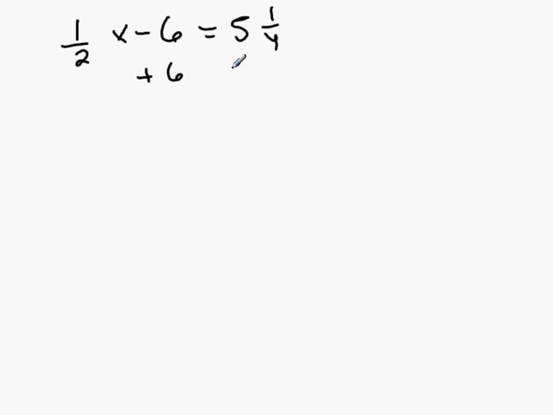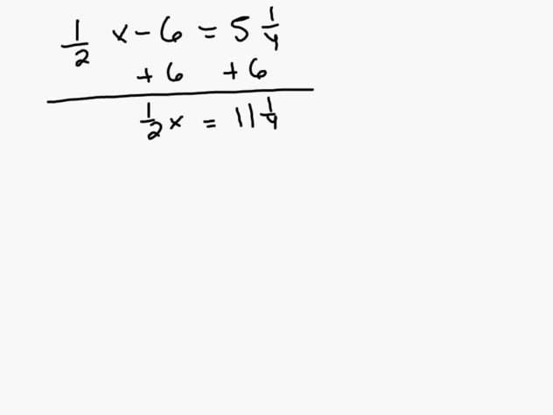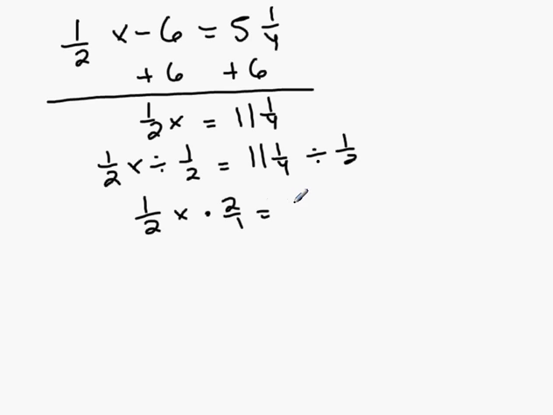So you would add 6 to both sides. You're left with 1 half x on the left-hand side. Over here would be 11 and 1/4. And then the next step, you would get rid of this 1 half by dividing by 1 half on both sides, which is the same thing as multiplying by the reciprocal. So it would be 1 half x times 2 over 1, 11 1/4 times 2 over 1.